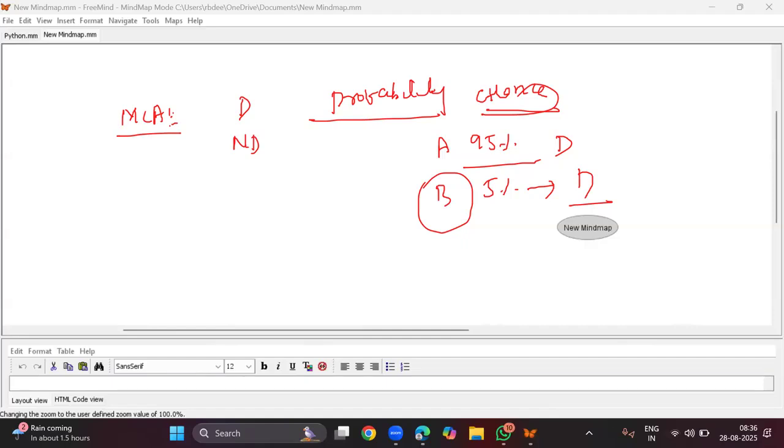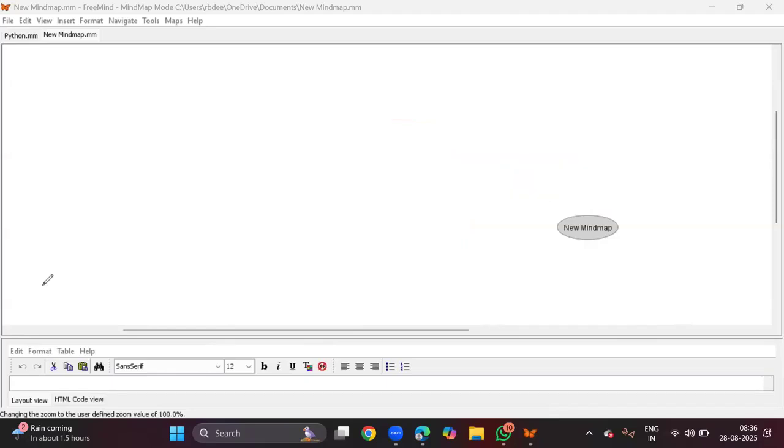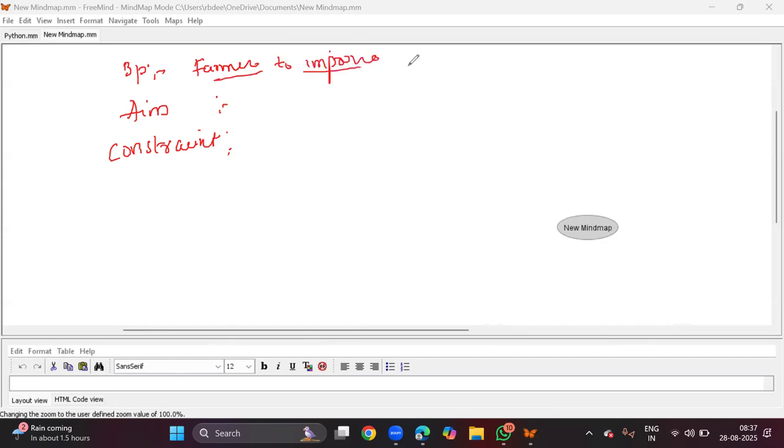Now I'll give you a business problem. Suppose a person from an agriculture background, a farmer, has approached you. His main problem is he's not having proper yield, so he wants to get more yield. So the business problem I'll write. You tell me what will be the aim and what will be the constraint. The business problem is that the farmer reached us to improve crop production.